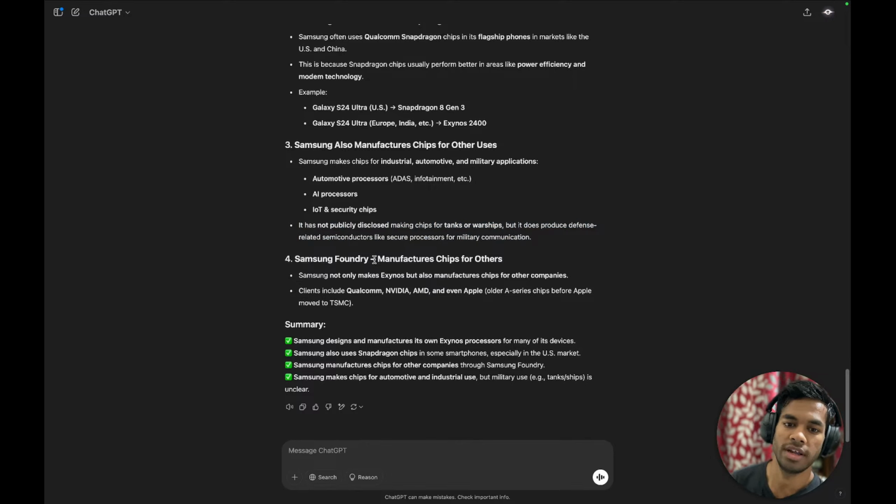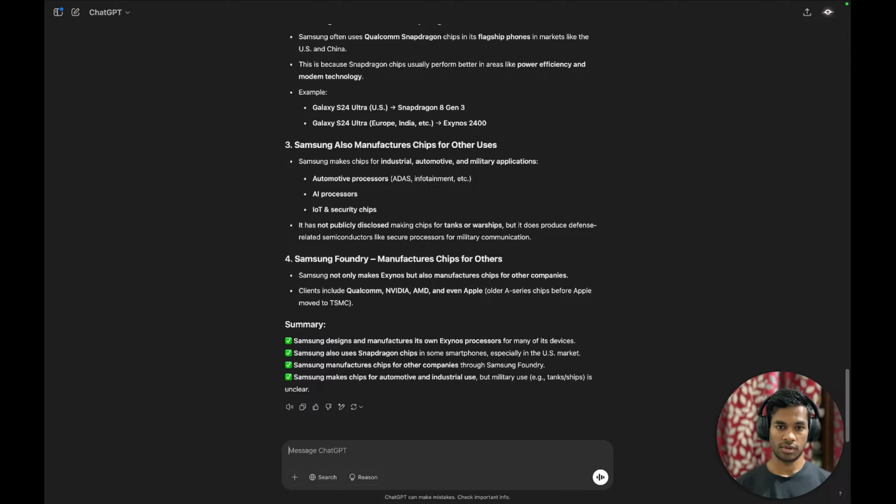Samsung Foundry manufactures chips for others. Samsung not only makes Exynos but also manufactures chips for other companies, clients like Qualcomm, Nvidia, AMD, and even Apple, the older A series chips before Apple moved to TSMC. What does TSMC mean?